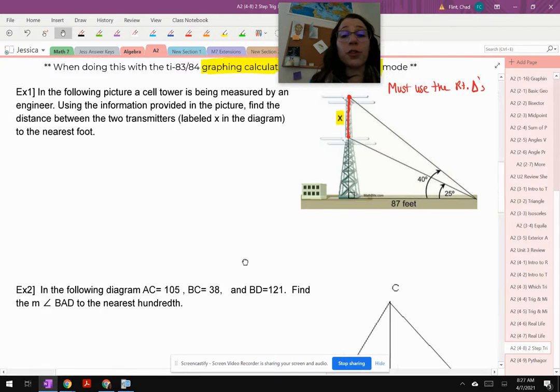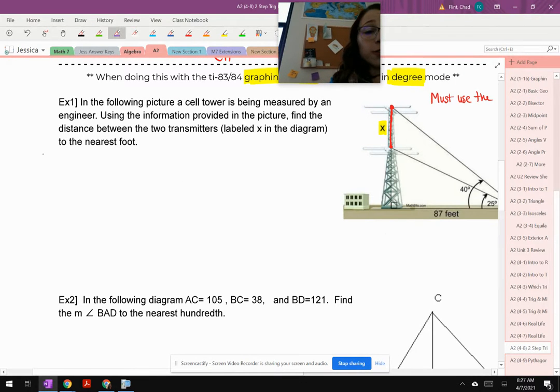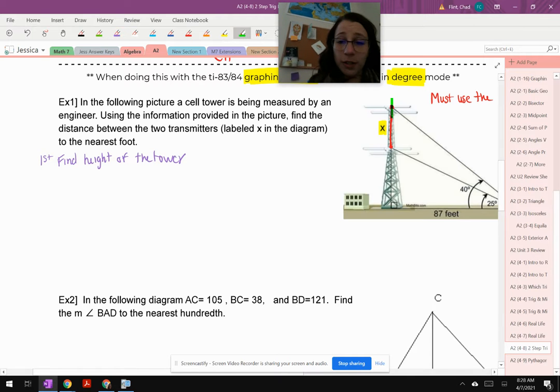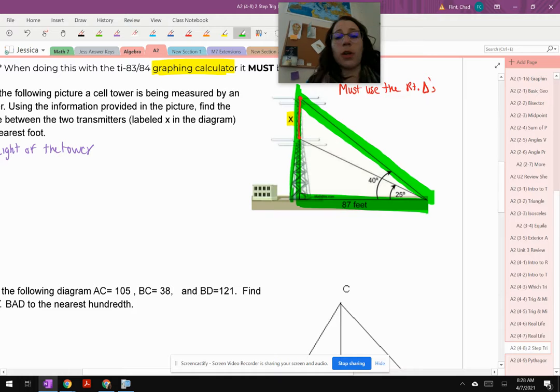So let's start off by finding the whole height. Let's first find the height of the tower. I'm going to highlight that triangle first. So that is what I'm looking for. I'm going to start off by finding the height of the tower, and I'm going to label that H. And that's from here all the way to here.